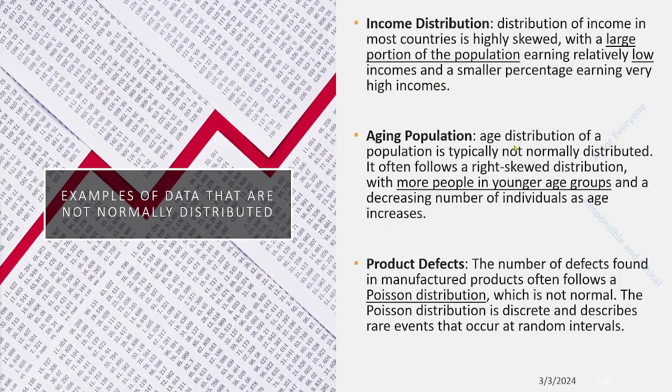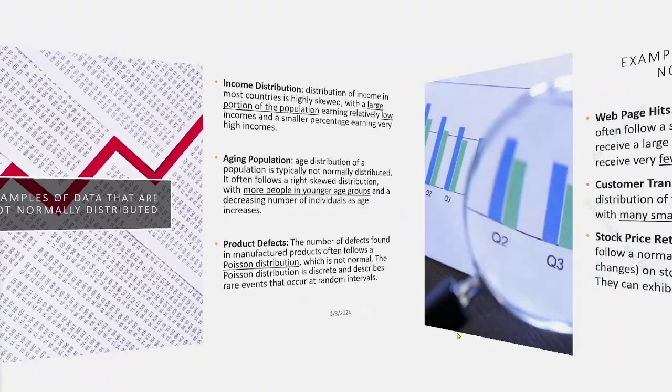Aging population is also an example of not normally distributed data. More people in the younger group than the people in the advanced age group. Product defects also show the patterns of non-normally distributed data. The number of defects found in the product typically follows another distribution called Poisson distribution, which is not normal. We will talk about the Poisson distribution in the advanced statistical topics.